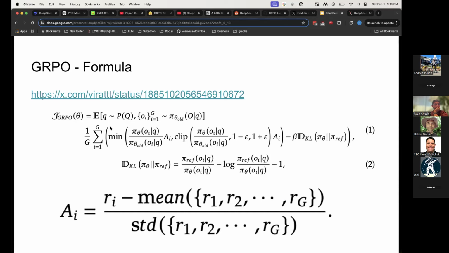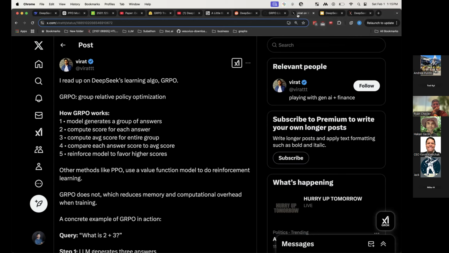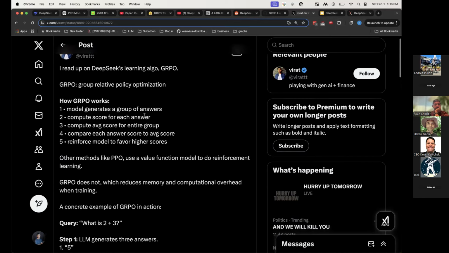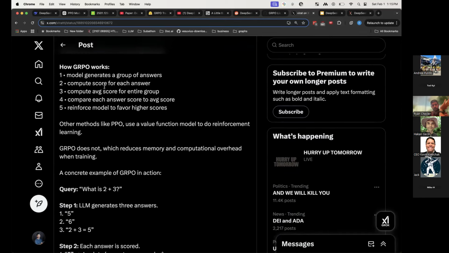So on this slide, I have the formula for GRPO, and it's very complicated, multiple steps. So I thought that I would start with just a tweet that's explaining it in simpler terms than the formula, and then I'll go back to the formula and walk through what the different pieces are. So this tweet is basically saying how GRPO works. The process is it generates a whole bunch of answers, and then they measure the score of that group of answers.